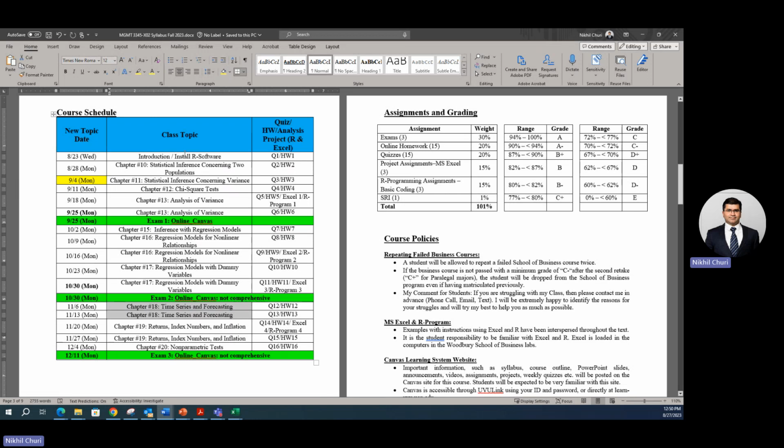The next chapter will be statistical inference concerning two populations, followed by chapter number 11, which is statistical inference concerning variances. And then the fun part starts: chi-square test, analysis of variance, also in short called ANOVA, followed by some of my favorites. Even ANOVA is one of my favorites.